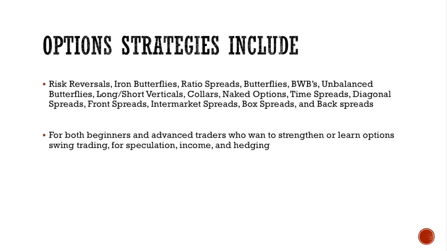And they're for both beginner and advanced traders who want to strengthen and learn options for swing trading, for speculation, income, and hedging. So right there, as it says, beginner and advanced traders who want, that's a typo right there, that should be want, to strengthen or learn options swing trading for speculation, income, and hedging. Speculation is higher risk but higher reward. Income is very conservative. You can make 40% a year in a very conservative manner. And then just hedging all your stock positions. Of course, you can hedge with pairs trading, which is also another great way.